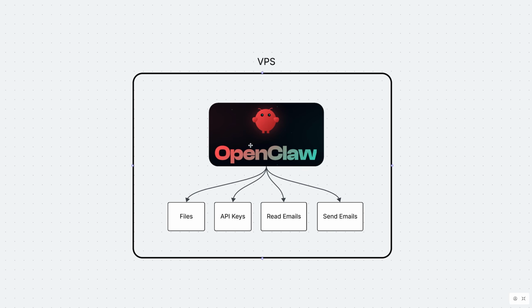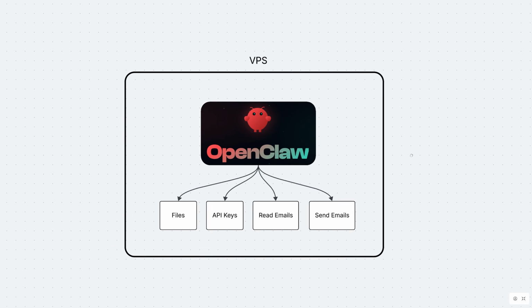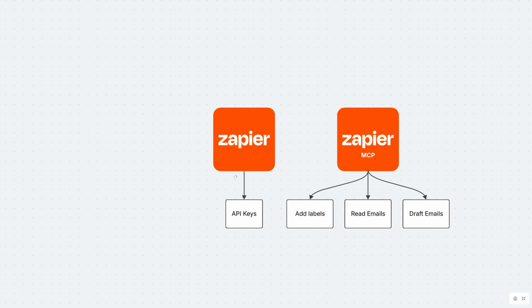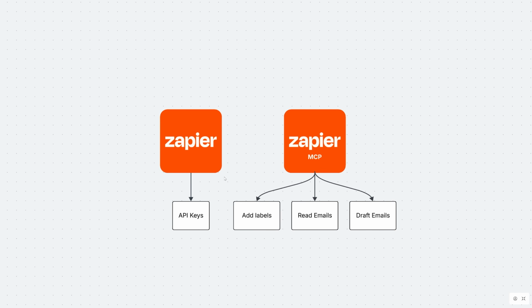Because OpenClaw has direct access to read your emails and to send your emails, you're going to have to add your Google API key. And similarly, if you add any other tools, you're going to have to add API keys for those tools, which are going to be stored inside of OpenClaw, which can expose them to potential hackers. So the way we fix that is actually pretty smart. We're going to be using something called Zapier and Zapier MCP servers. So let me explain how this works.